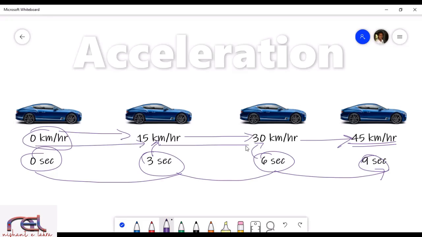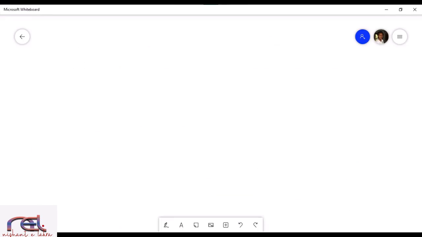0 to 3 seconds 15 km per hour, 3 to 6 seconds 30 km per hour, and in 9 seconds it reaches the speed of 45 km per hour. So what is happening here? The velocity of a body is increasing with time. This is what you have to keep in your mind.